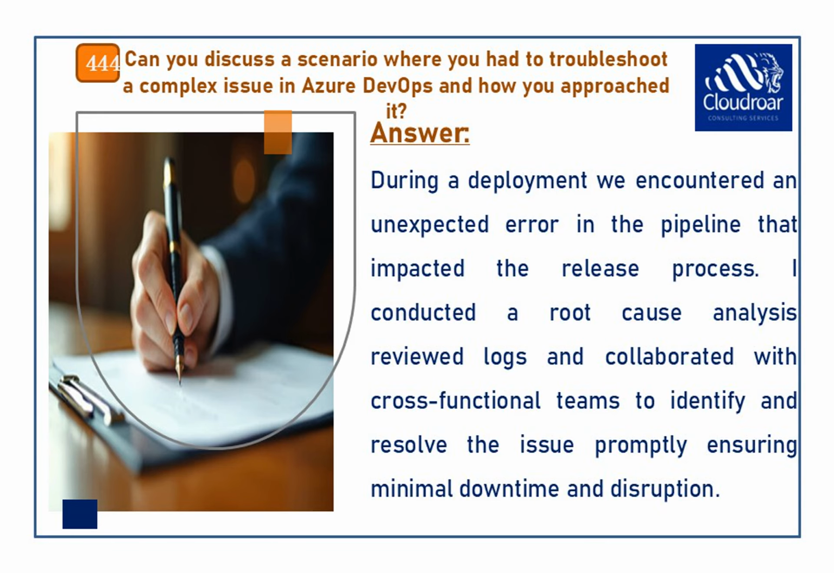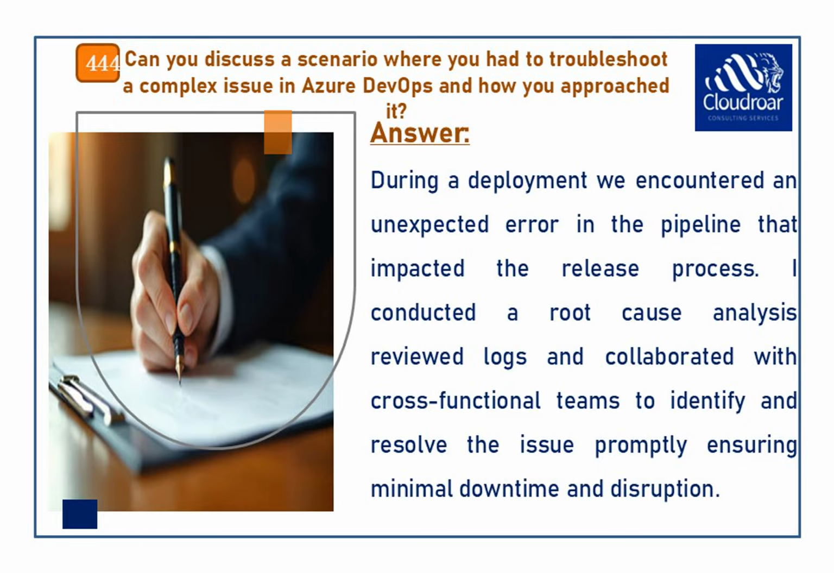Question 444. Can you discuss a scenario where you had to troubleshoot a complex issue in Azure DevOps and how you approached it? During a deployment, we encountered an unexpected error in the pipeline that impacted the release process. I conducted a root cause analysis, reviewed logs, and collaborated with cross-functional teams to identify and resolve the issue promptly, ensuring minimal downtime and disruption.